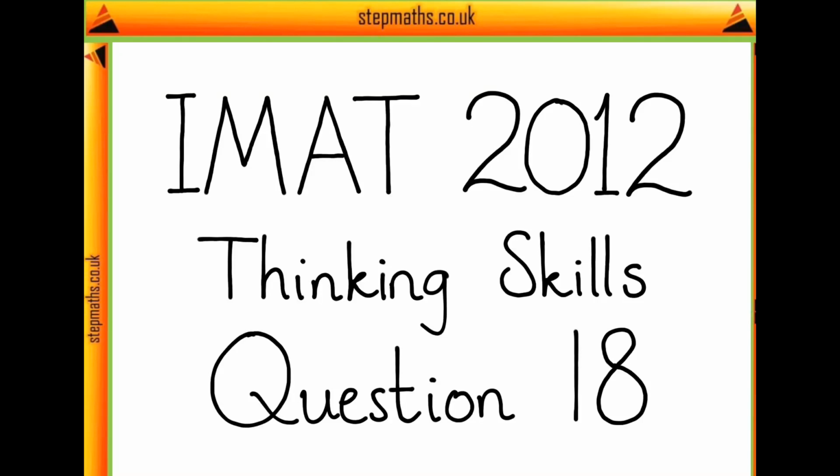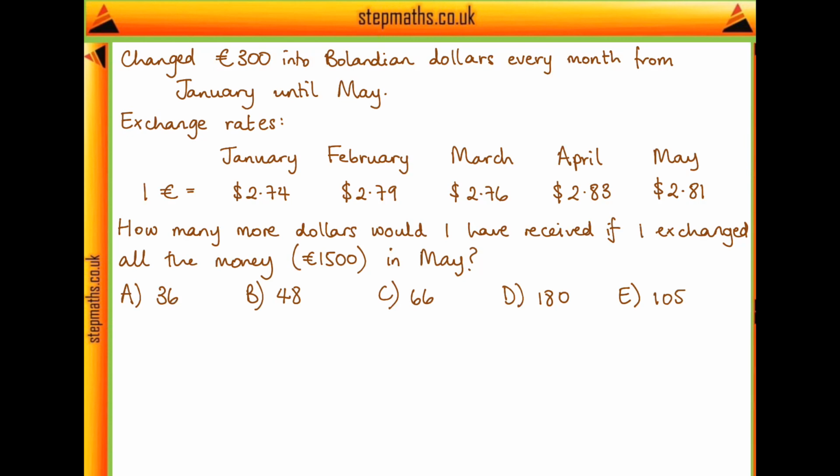Hi there, in this video I'm going to go through question 18 on IMAT 2012. For this question, in preparation for my holiday in Bolandia last June, I changed €300 into Bolandian dollars every month from January until May, and these are the exchange rates for each of the months. I want to know how many more Bolandian dollars I would have gotten if I had exchanged all of the money, the whole €1,500, all at once in May.